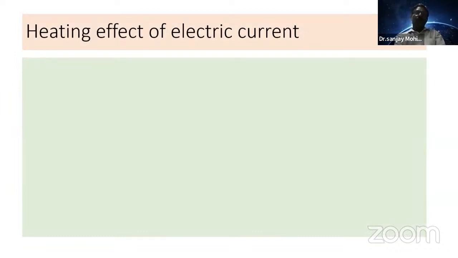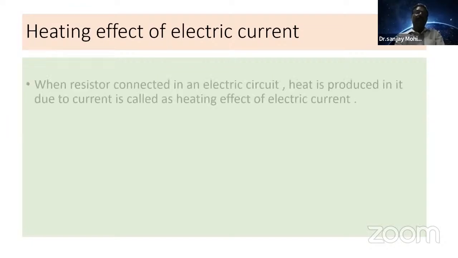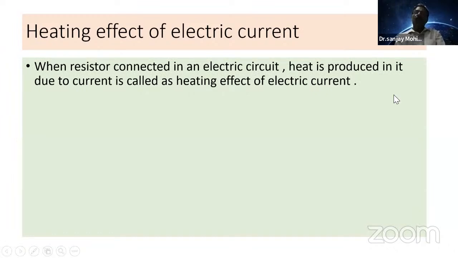Now, what type of questions are going to be asked from the exam point of view? Before that, we have to learn the heating effect of the current. What Joule says is that when a resistor is connected in an electric circuit, heat is produced, and this heat is due to the current, and hence it is called the heating effect of the electric current.